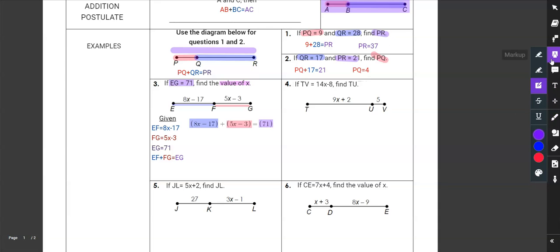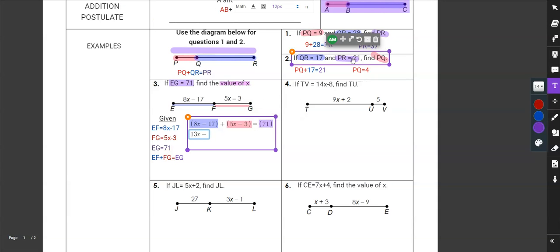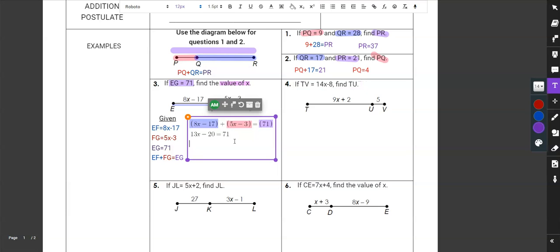So our first step here is going to be to make sure that we combine like terms. So we have as our like terms 8x and 5x. And then we have negative 17 and negative 3. All right. So that means on our next line, we're going to go ahead and combine those. When we combine 8x and 5x, we will be given 13x. And when we combine negative 17 and negative 3, we get negative 20.